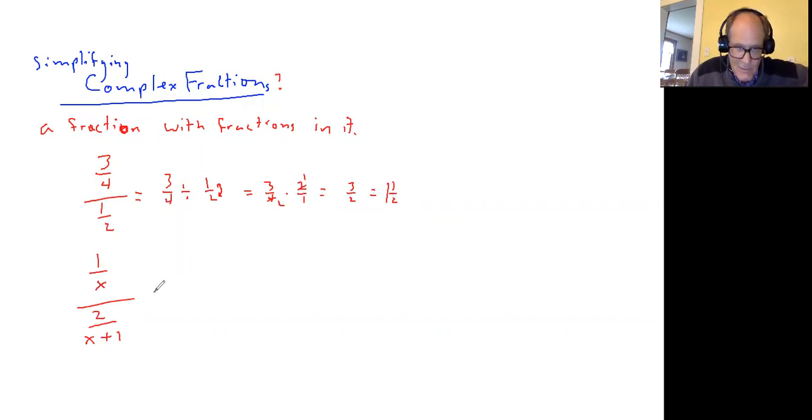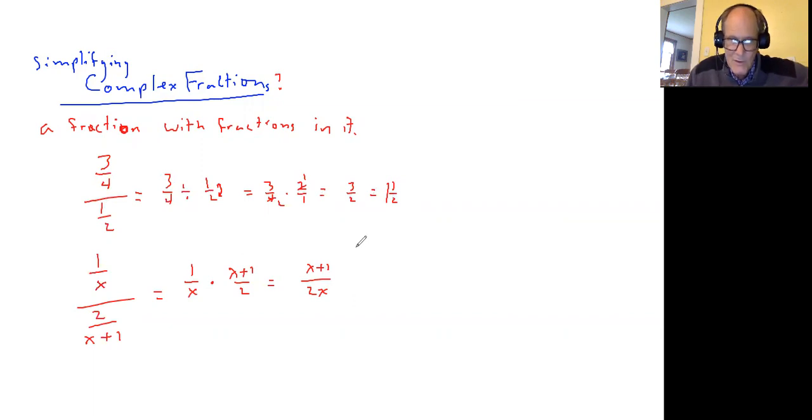Well, that makes sense, doesn't it? And I could do the same thing here. I could just write it out, and I'd have 1 over x divided by 2 over x plus 1, or times x plus 1 over 2, and I end up with then x plus 1 over 2x.